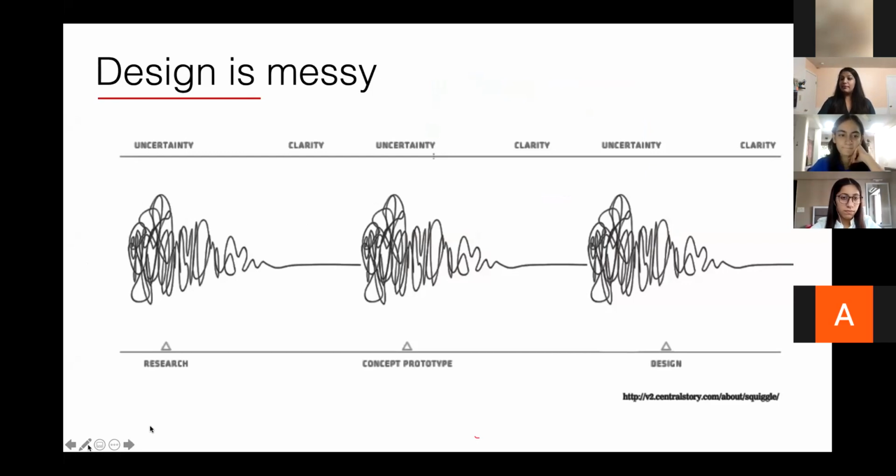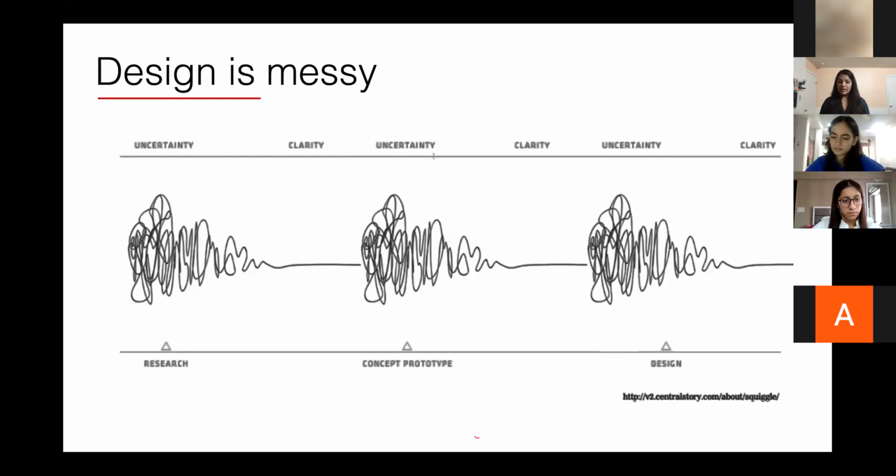So yeah, design is messy. It's very messy. It's not as linear as it sounds sometimes. If you Google "design is messy," it's a very famous conversation that's been ongoing in the design field these days, because a lot of people think design is messy only in the research phase, because there's so much you have to think about. Your problem space when you start is so big, and it's tough to narrow down to what you really want to do. But that's not entirely true.